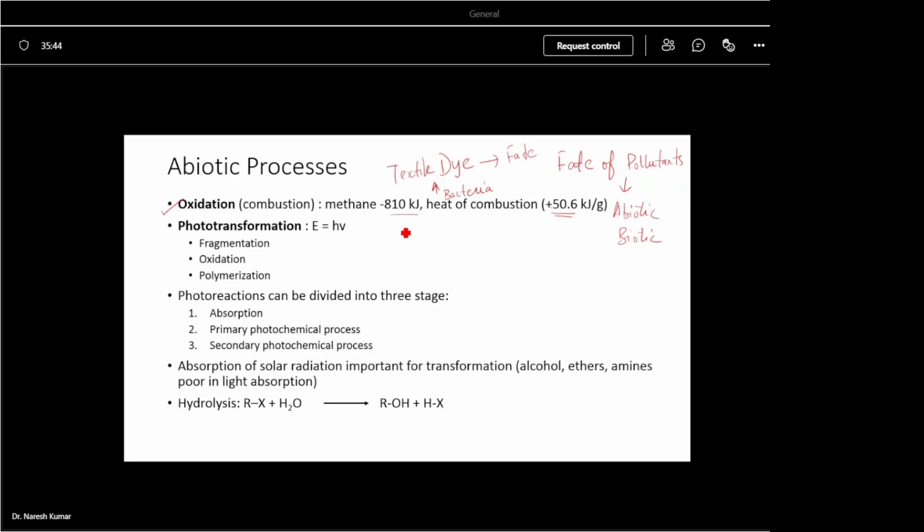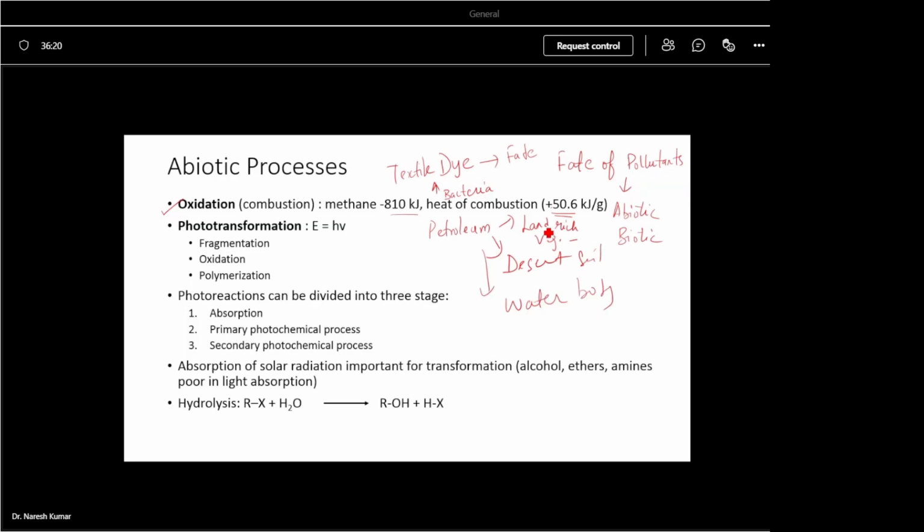Now, how is this important for us? In environment, as I told you, suppose there is some accidental spill of petroleum compound. Assume two scenarios. One, it is spilled on a land which is, say, rich in vegetation. And another one, say, desert soil, desert area. And another one, say, it is spilled in a water body.